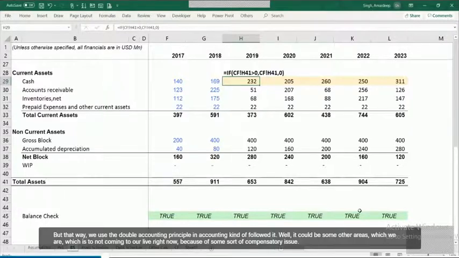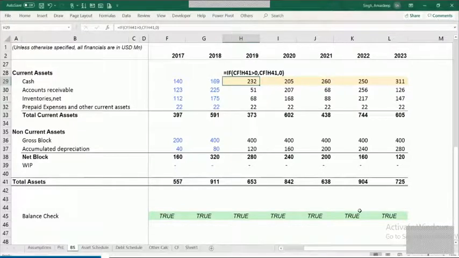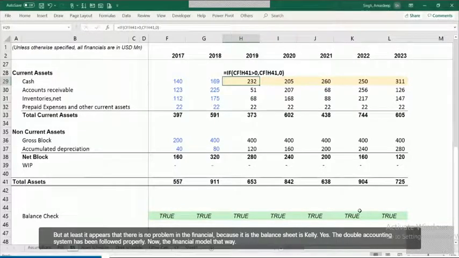The way we use the double accounting principle in accounting, we've followed it well. There could be some other errors which are not coming to light right now because of some sort of compensatory issue, but at least prima facie it appears that there is no problem in the financial model, because the balance sheet is telling. That's a litmus test that yes, the double accounting system has been followed properly in our financial model. That's why it is working well.